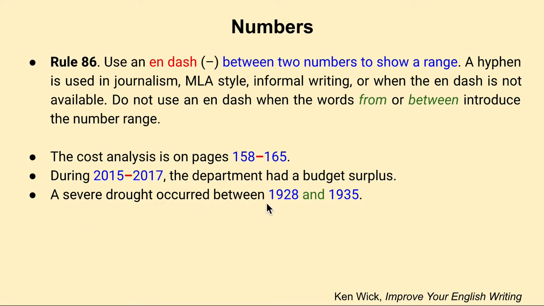A severe drought occurred between 1928 and 1935. So once again, since we have a range introduced by the words from or between, we do not use an en dash. We just use words. So we do not say between 1928 dash 1935. No, we cannot. We're not supposed to use it when the range is introduced with these two words.